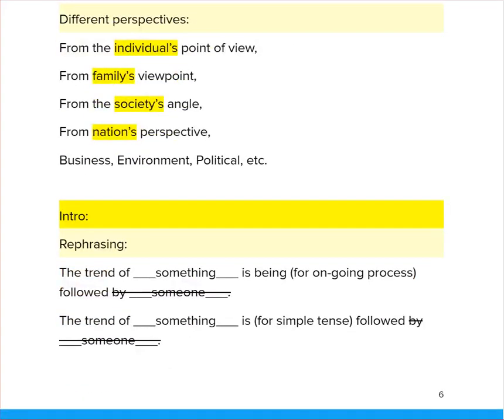Now move to the intro, how to rephrase. When rephrasing, the trend of something is being, for an ongoing process followed by someone. The trend of something is, for a simple sentence, followed by someone.